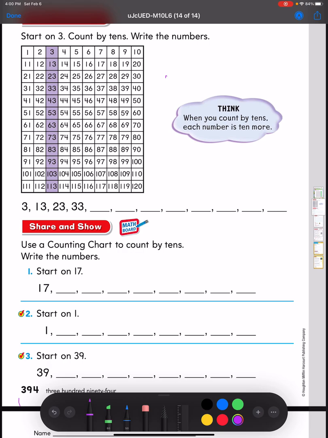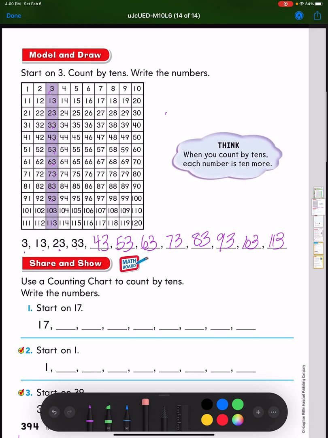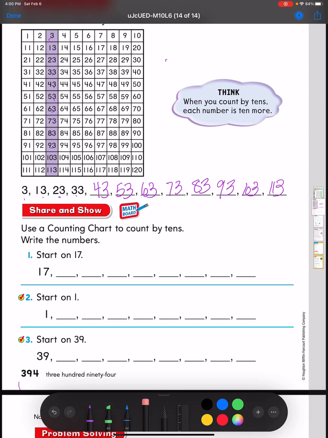So our little blanks here, 3, 13, 23, 33. I'm just going down this column. 43, 53, 63, 73, 83, 93, 103, 113. Okay, so we can see these patterns here also. So look at the ones place. There is a 3 in the ones place.